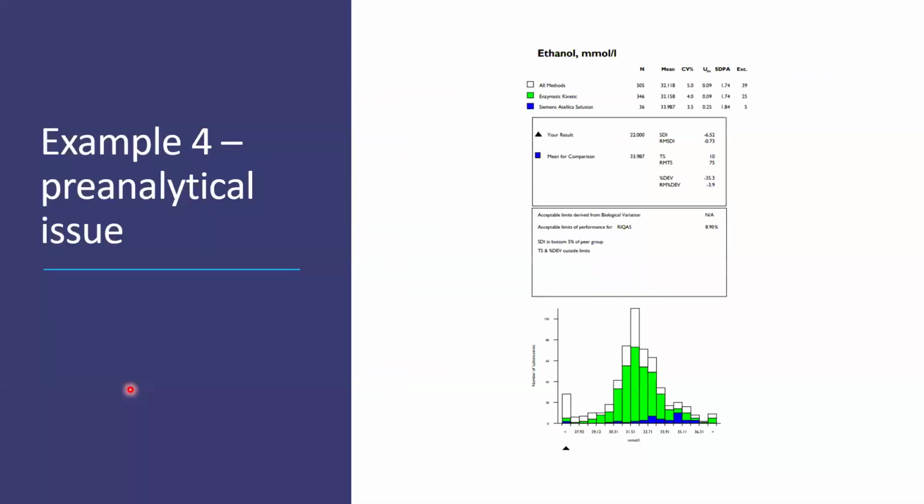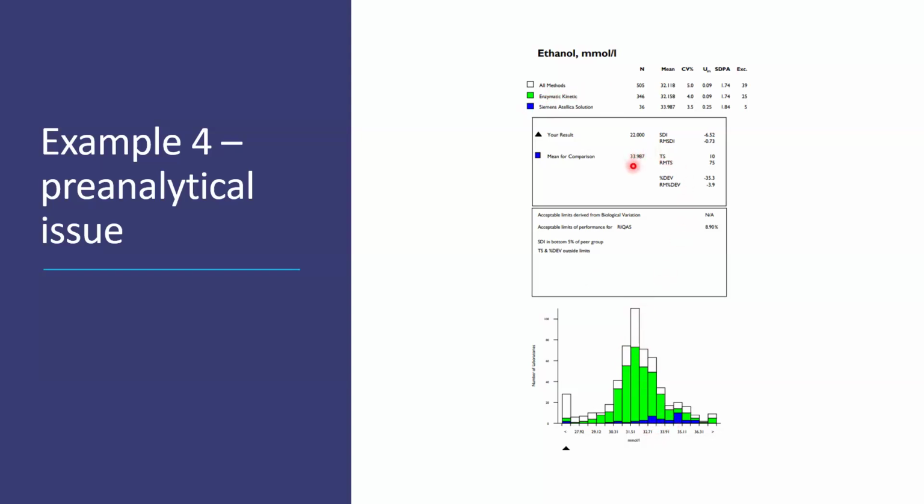And finally, I have one more case to show you, which shows a pre-analytical issue. And this is a request report again, this case would be for ethanol. So in this case, we have the white bars. They show all method users. The green bars are the ones which are using the enzymatic kinetic assay, and the blue ones are the ones who are using the Siemens Atellica solution.